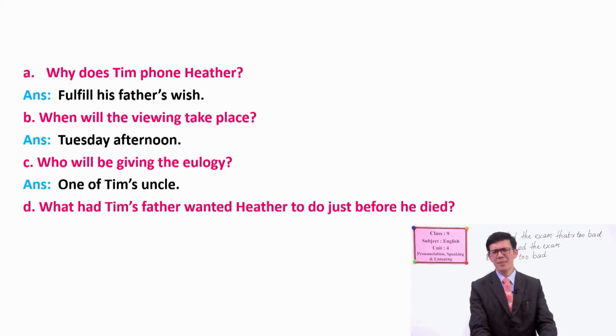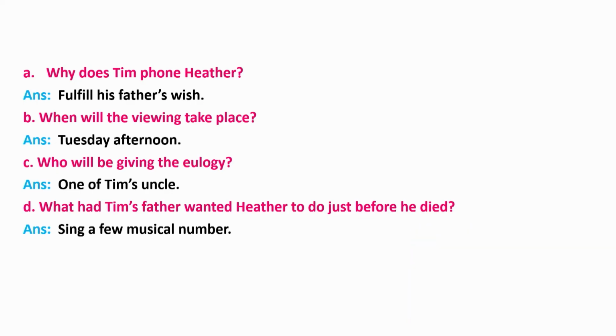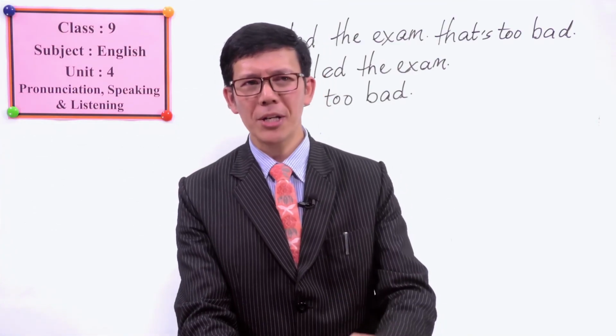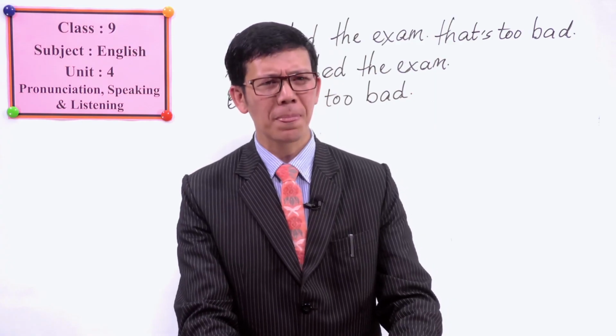And number D. So, what had Tim's father wanted Heather to do just before he died? And what is the answer? Okay. What was his last wish? Right. The correct answer is, yeah, sing a musical number. So, you might have got this answer from the listening comprehension. My dear students, I hope you have got all the information so far in task A, B and task C.